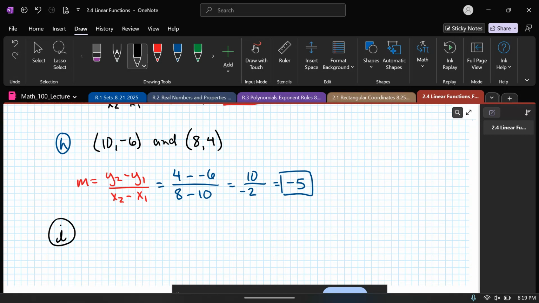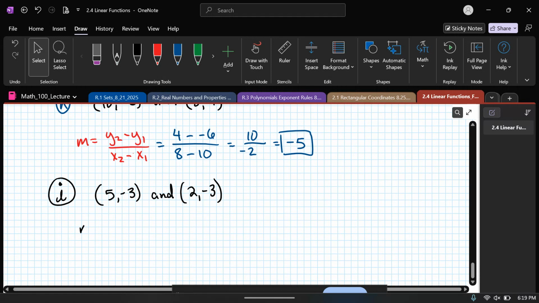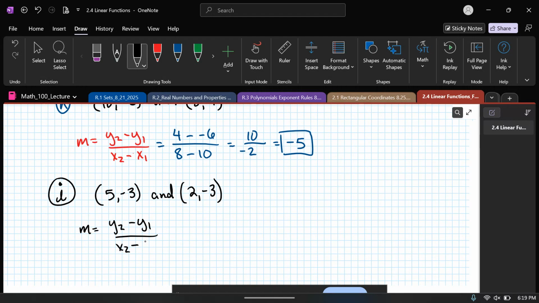This is example I. 5, negative 3, and 2, negative 3. So there's my two ordered pairs. Again, slope formula. y2 minus y1 over x2 minus x1. Pick you a y value to start with. Good news is I can't screw this one up. Negative 3 minus negative 3 over, I'm just going to do 5 minus 2 because that's easier.